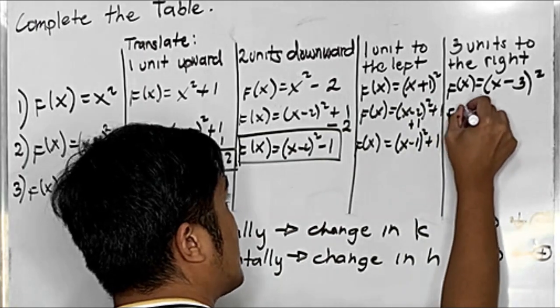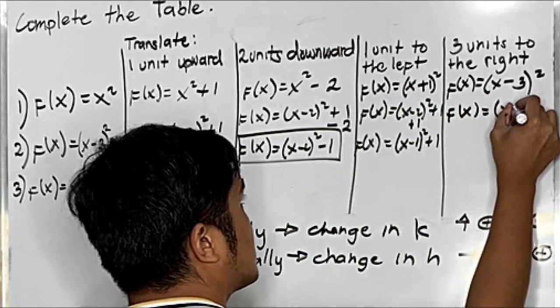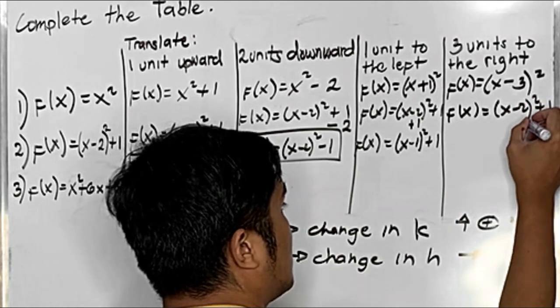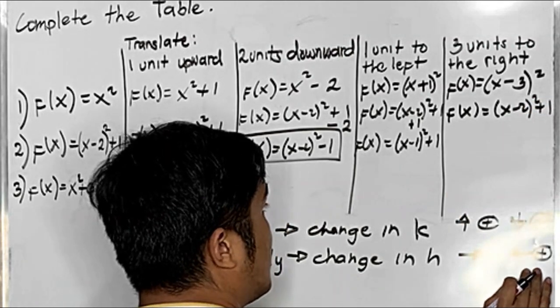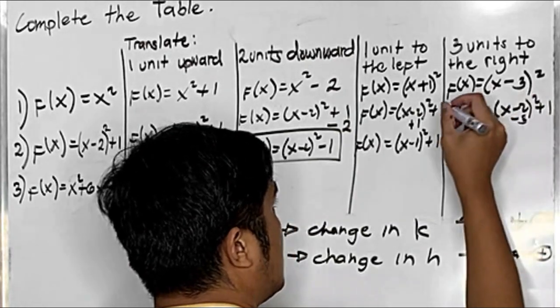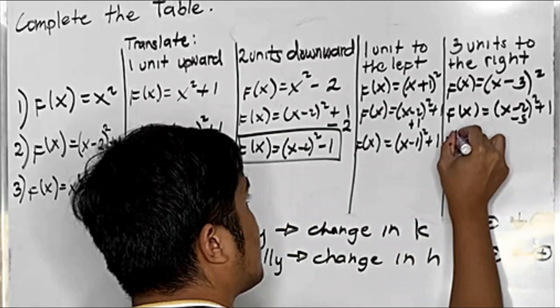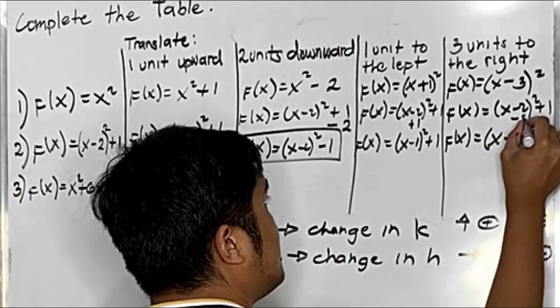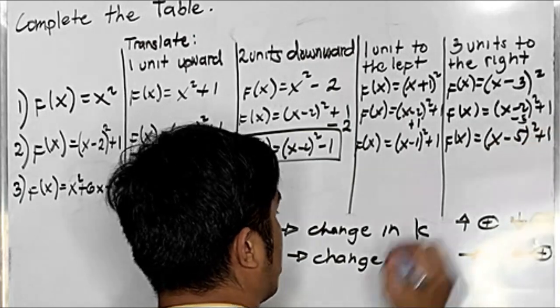So your initial function will be f of x is equal to (x minus 2) squared plus 1. Since you are moving to the right, you need to subtract 3 units. So f of x is equal to (x minus 5) squared plus 1.